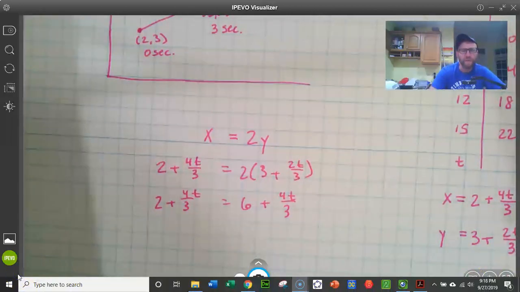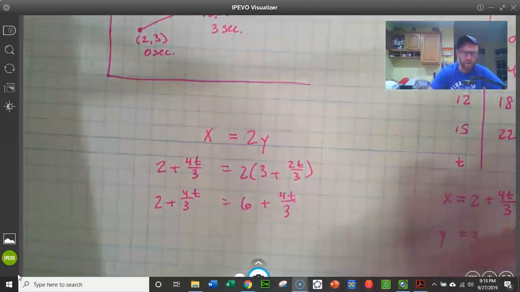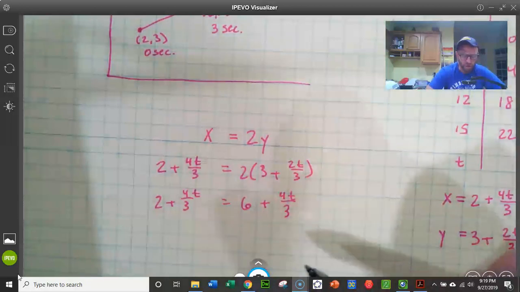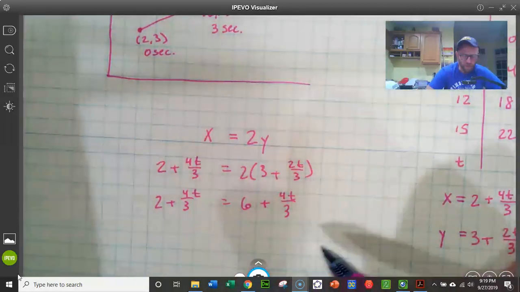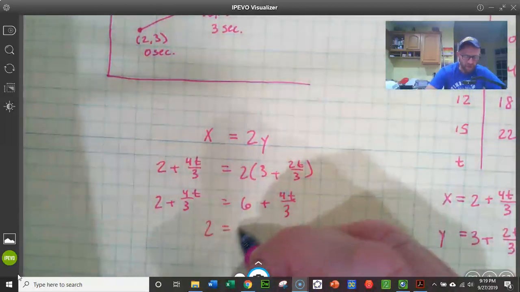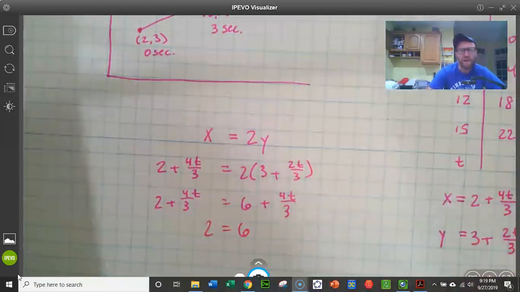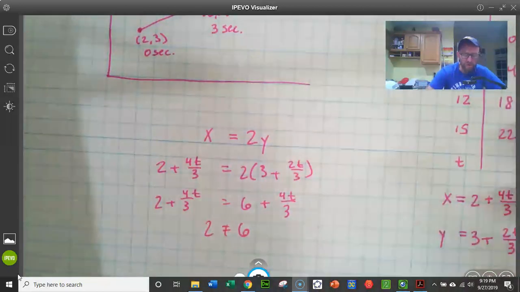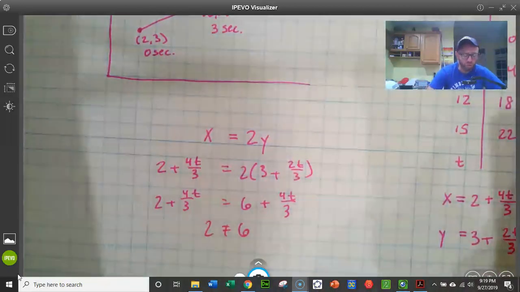Okay, I had to think about that one for a second. I just pulled this problem out of thin air and I hadn't really thought it through. And I was suddenly in the middle of my algebra and realized I'm about to subtract 4t over 3 from each side, leaving us with 2 equals 6. And as you recall from Algebra 1, when that sort of thing happens, and they're not true, that means that the equation has no solution.